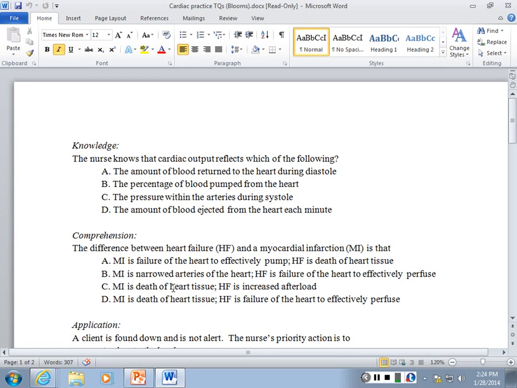You probably narrowed it down to two. Brian, give me one that you immediately said that's not the answer. C. C? Right. Okay. Because what is C? That's a systolic blood pressure, right? It's not cardiac output. Does anybody else have one that they have excluded? A. Okay. The amounts of blood returned to the heart during diastole. Well, we're talking about output, not return. Okay, so those are key words there to throw that one out. And that's more reflective of what? Preload, right? And diastolic volume.